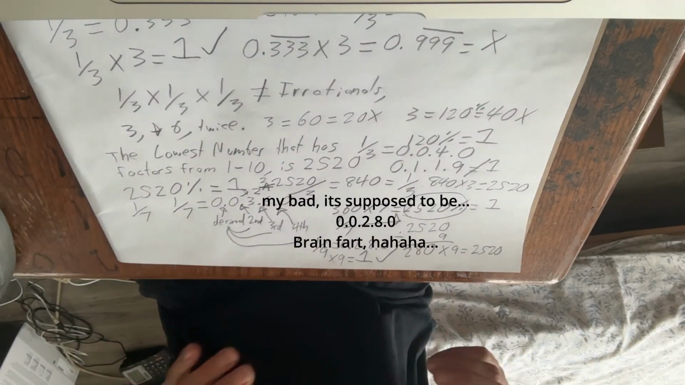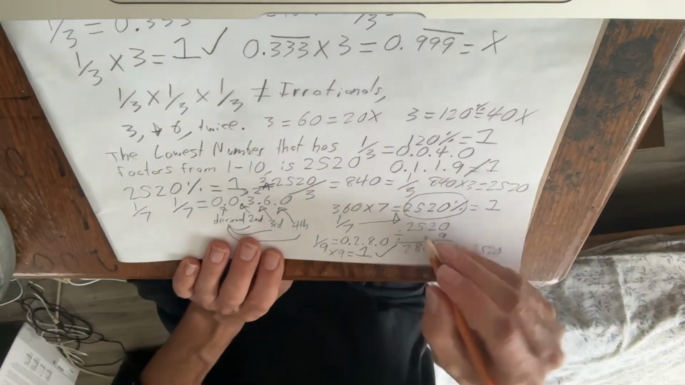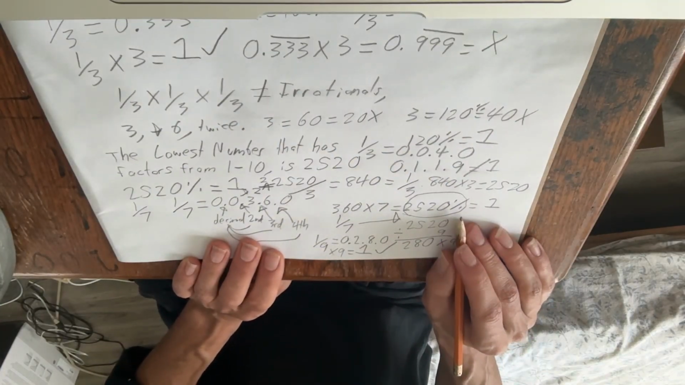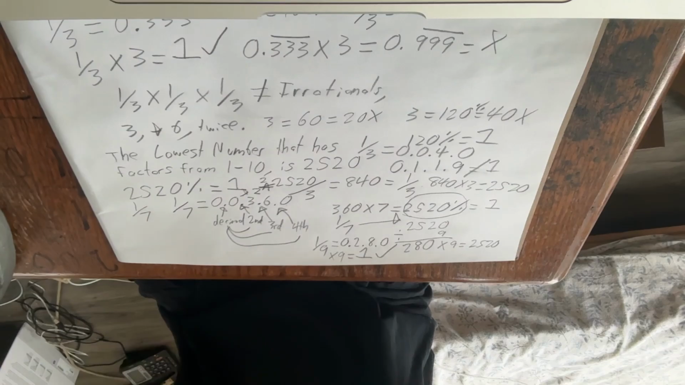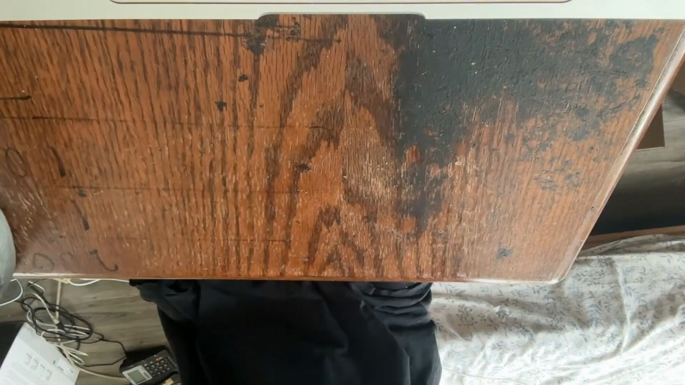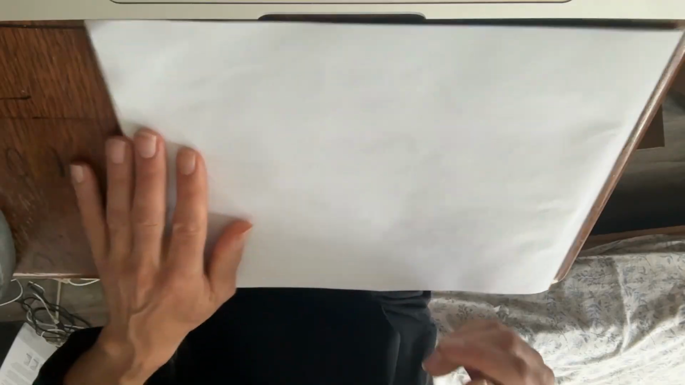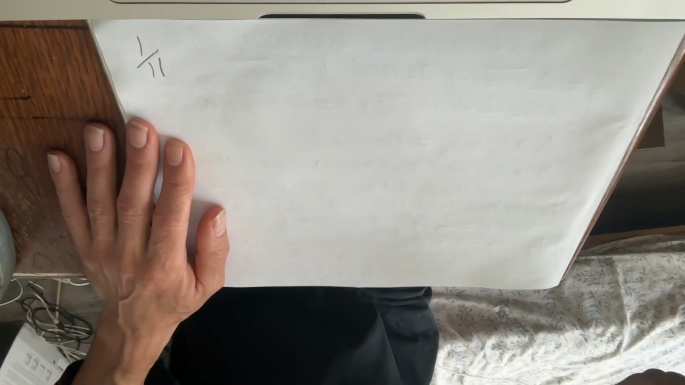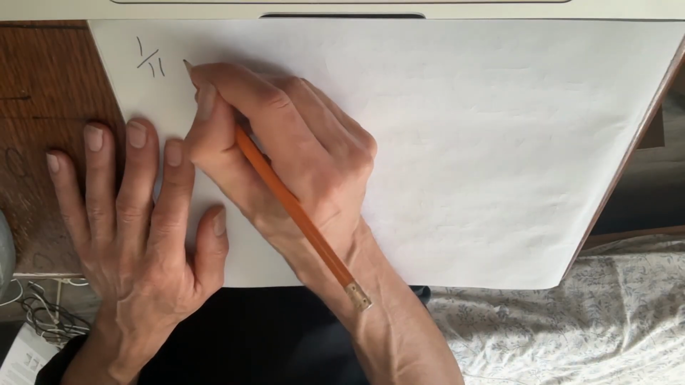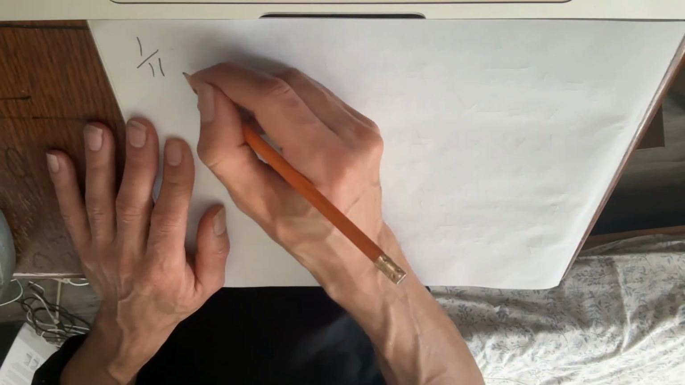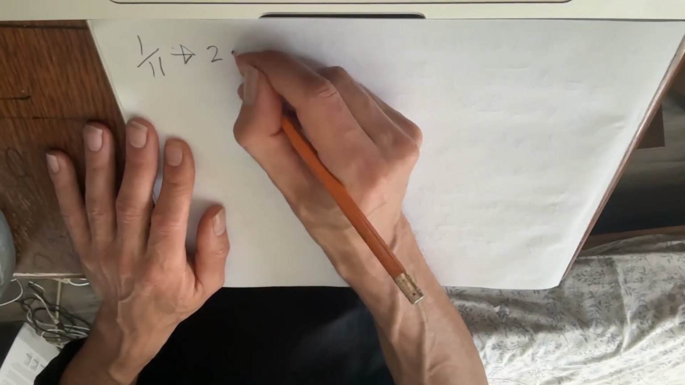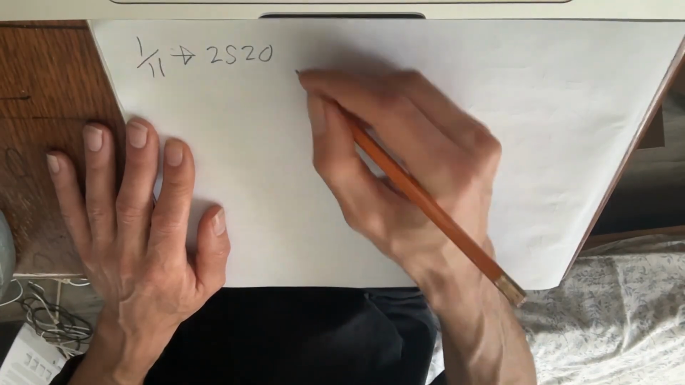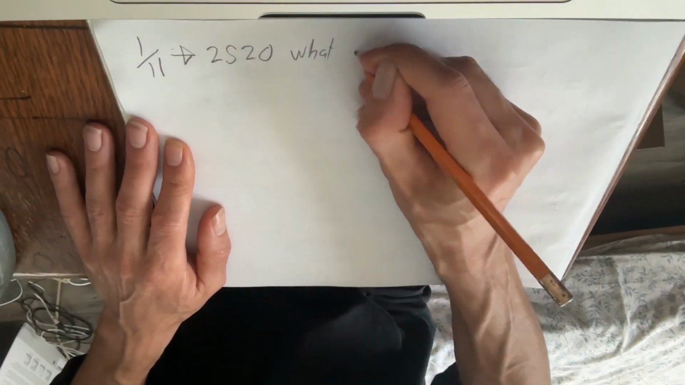Now, eventually you're going to realize that if this 2,520 percentage, and then all of a sudden you're working with a prime number, and you realize that you're now working with a fraction of 1 over 11. And as 11 does not go into 2,520, what do you do?